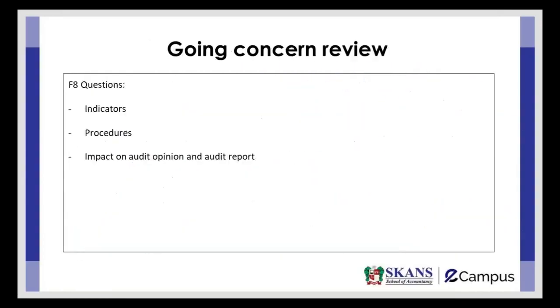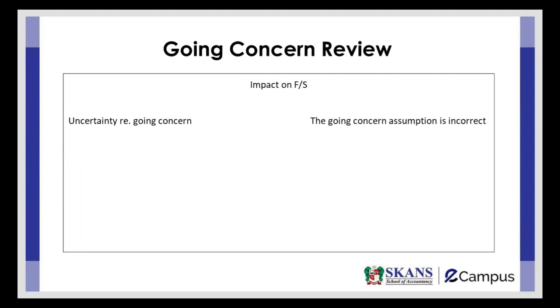Let's start. The F8 exam normally covers 3 areas. They will ask you to find out whether there are any indicators that this company is facing going concern problems. You will be asked for procedures as an auditor, and this is something that is very difficult, but we'll do tomorrow, the impact on the audit opinion and the audit report. Let's start with the assumed knowledge.